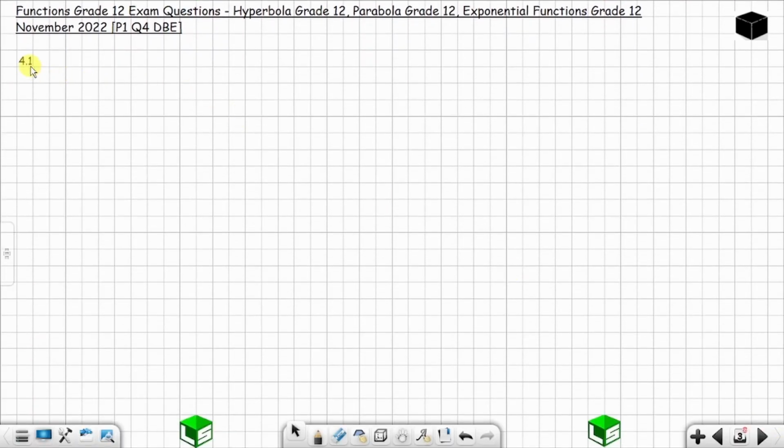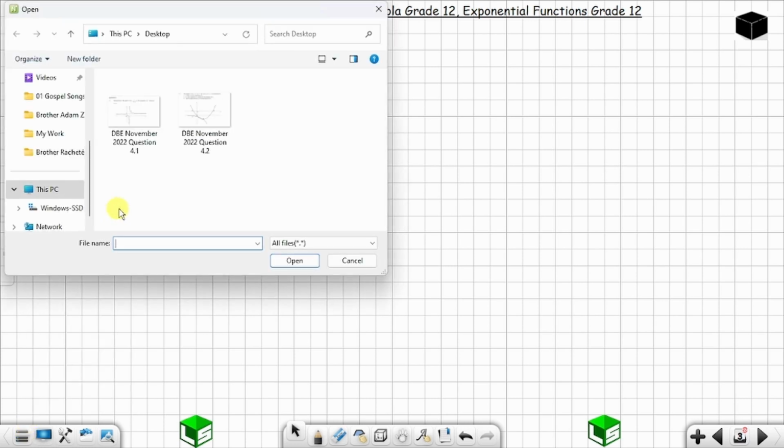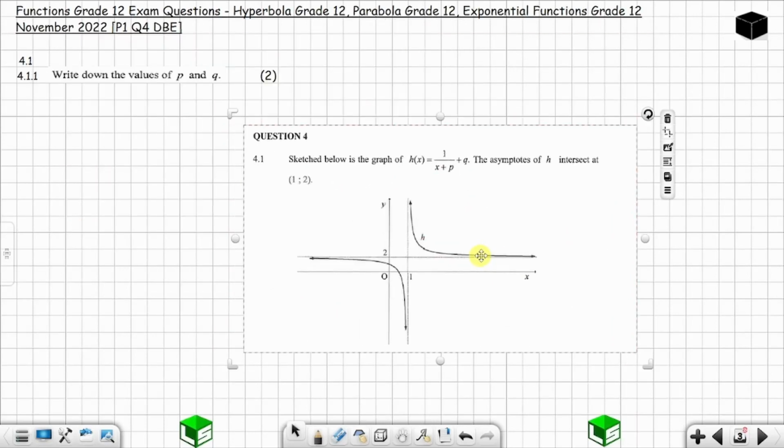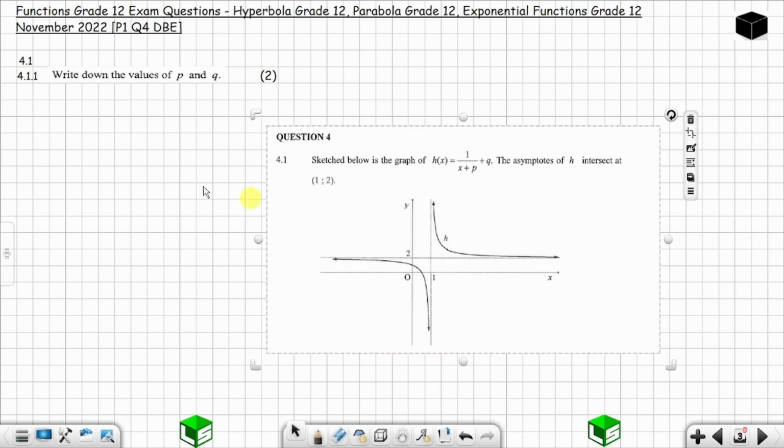Question 4.1.1: write down the values of P and Q. The question is 2 marks. Let me get the question. 4.1 from November 2022 is on hyperbola. Question 4.1.1 is write down the values of P and Q. This is the question that you are given.